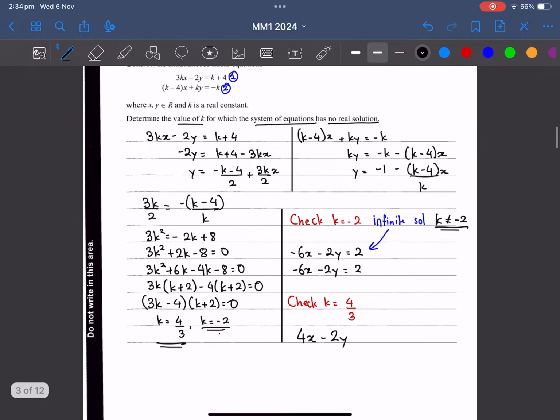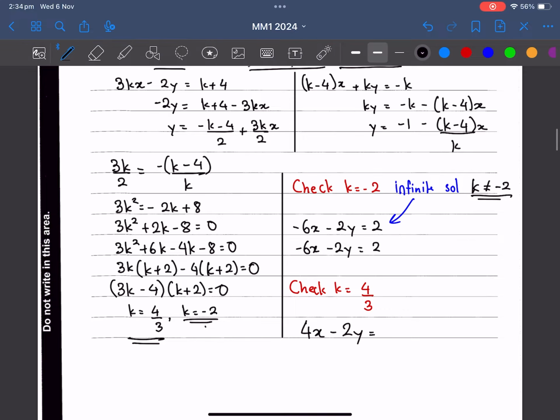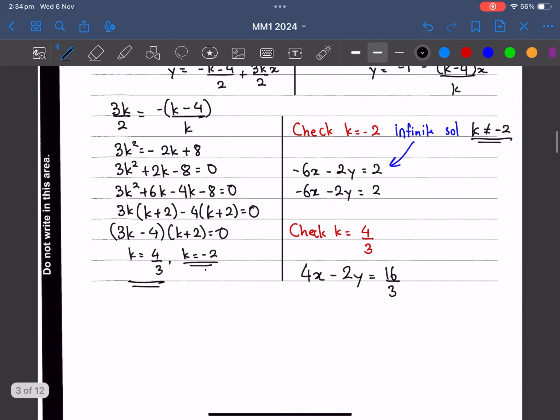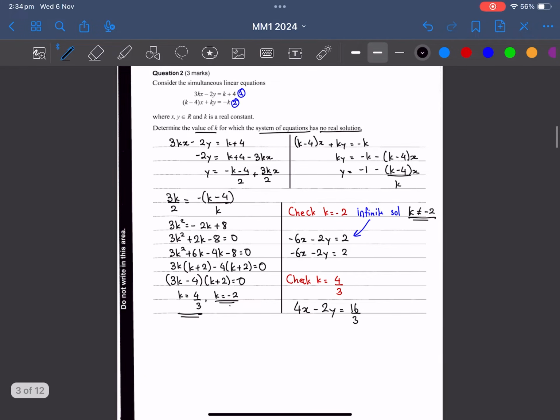And then we have k plus 4. So 4 on 3 plus 4, so that's 16 on 3. Okay, cool. So it is equal to 16 on 3. And for this one, we got 4 on 3 minus 4, so 12 minus 8 on 3. Okay, so minus 8 on 3 x, plus 4 on 3 y equals minus 4 on 3.